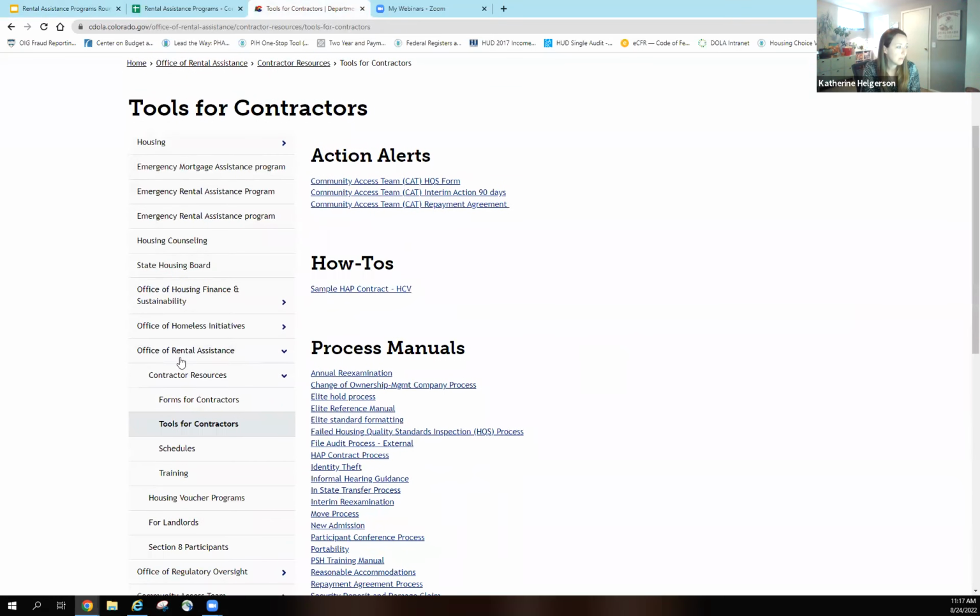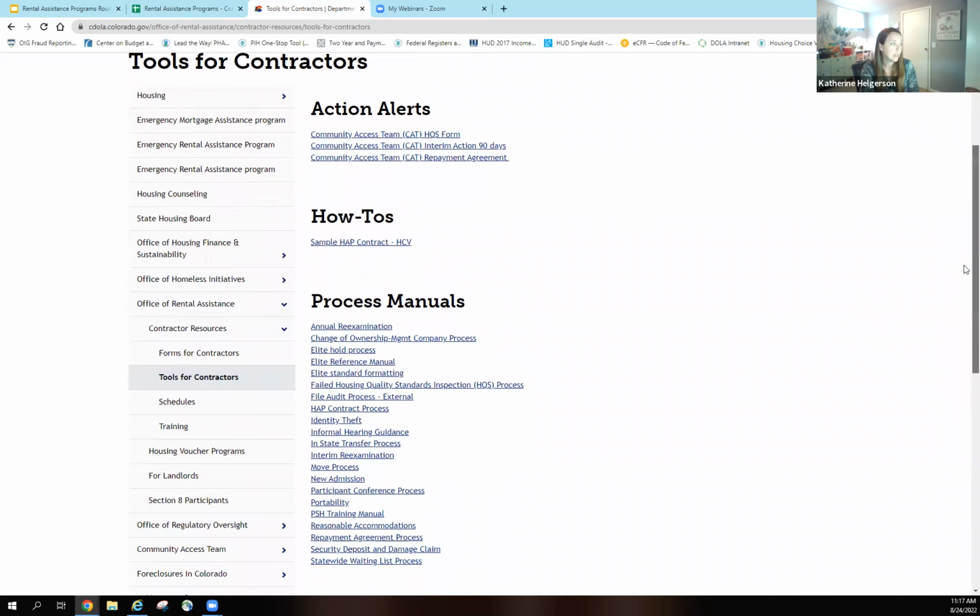So if you go to the Office of Rental Assistance, you can scroll down where we have some different websites, but we have added this page called Tools for Contractors, that's you all, where we are going to be posting the action alerts. When we send out an action alert or a tip of the day, they'll show up here. So for example, those 3 CAT program action alerts that went out a couple weeks ago, we were able to get those put on the website.